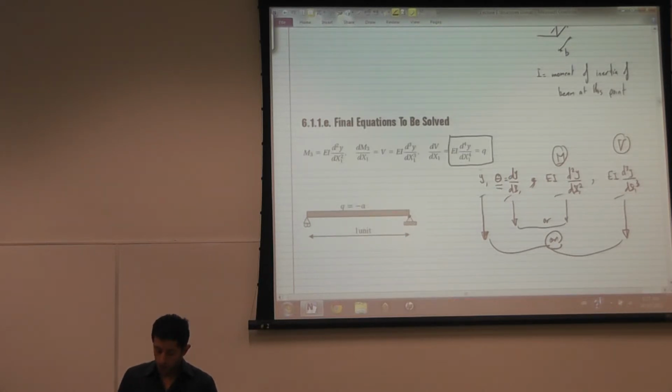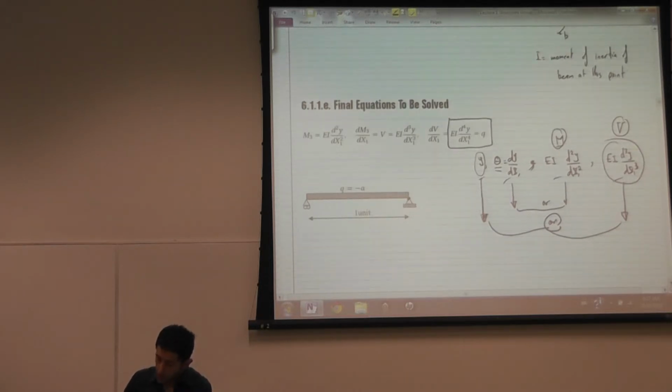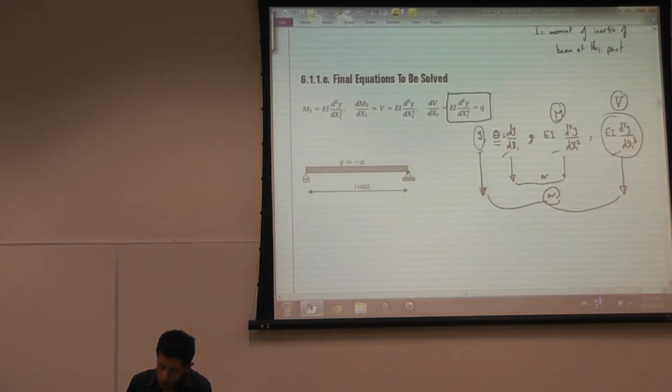Either I know y, which is the deformation of the beam, or the shear that's applied at that point. It's not possible to know both. If I know that this is 50, I probably don't know what delta is. If I know that this is 20, I don't know what theta is.